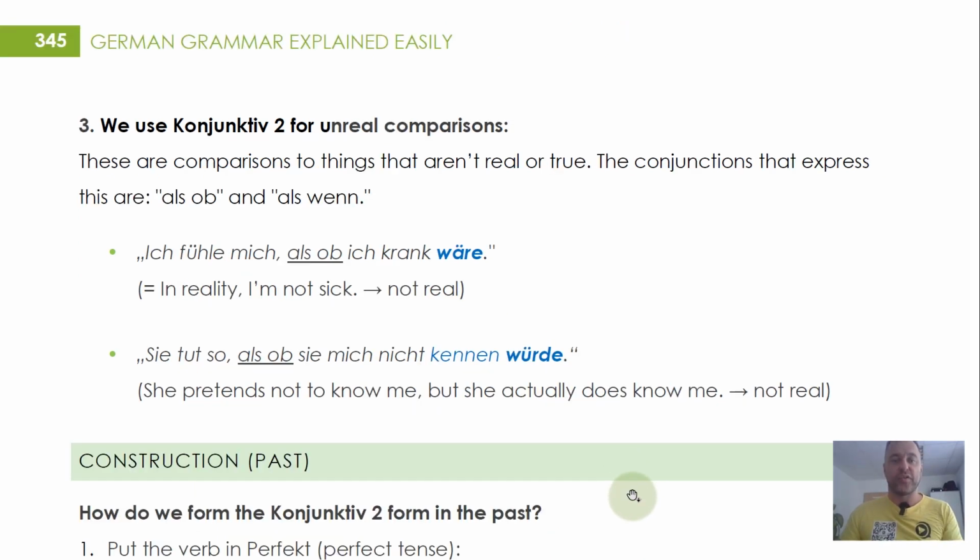And that is also true for unreal comparisons. Unreal comparisons are stuff that is simply not true, a lie. And here we usually start those sentences with als ob or als wenn. So: ich fühle mich, als ob ich krank wäre. I feel like I would be sick. This is not reality. In reality, I'm okay. I just feel sick. I'm not really sick. If I just feel somehow sick, but my doctor says no, everything is all right with you, then I just somehow feel sick, but I am not sick.